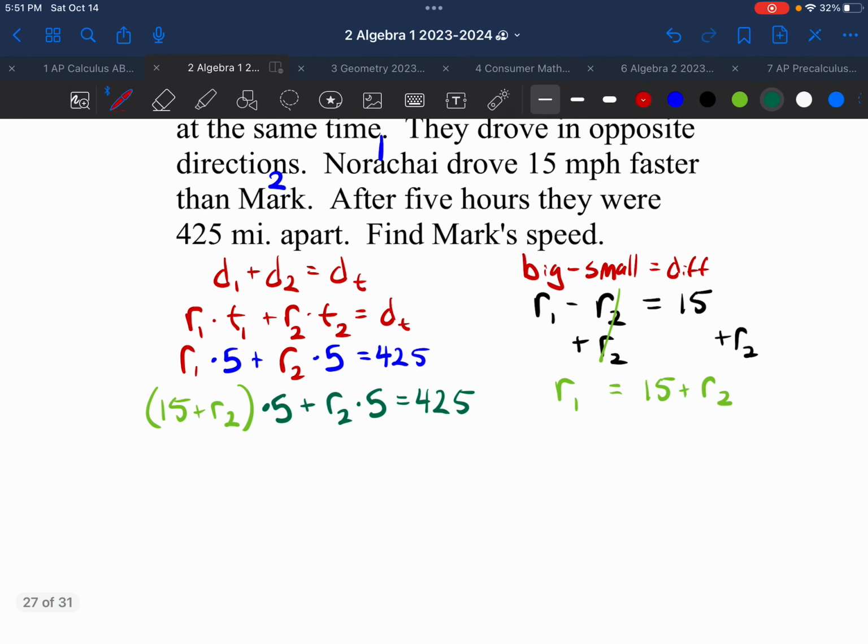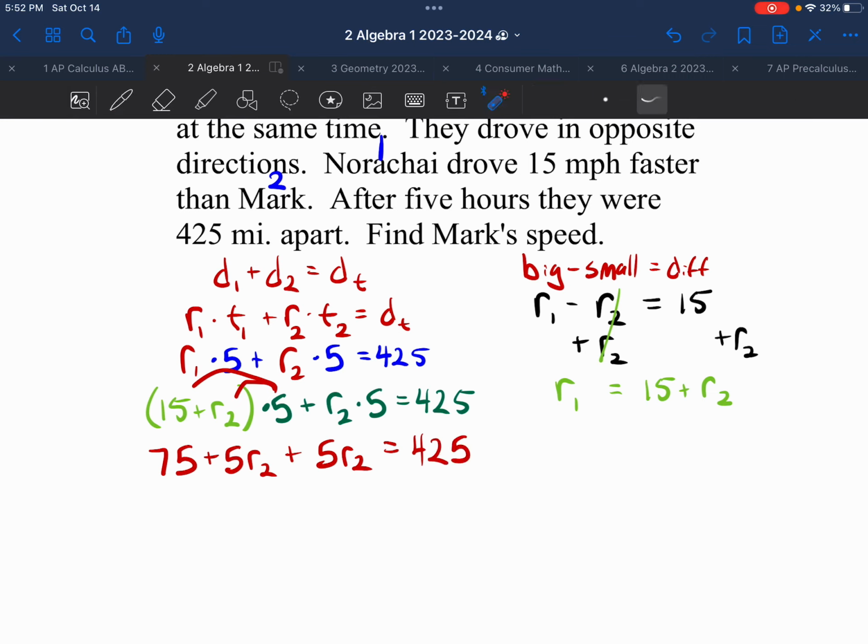We're going to distribute the 5 times 15. What is that going to be? Well, 5 times 5 is 25, and carry the 2. 5 times 1 is 5, plus the 2 is 7. So 75 plus, and then I'm going to distribute the 5 into the R2. I'm getting 5 R2 plus, okay, 5 times R2 is, again, another 5 R2. And keep the right-hand side the same. This is going to be 425.